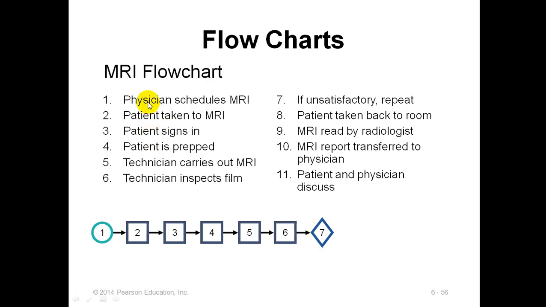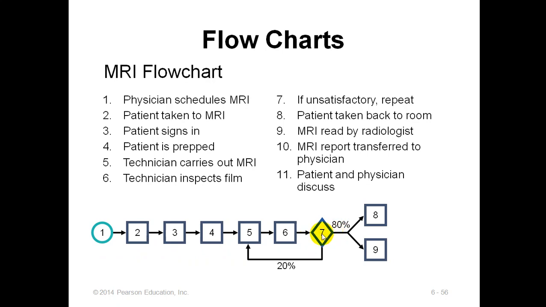First is the schedule, then the patient is taken to MRI, then in the third step the patient signs in, the patient is prepared, then the technician carries out the MRI, then the technician inspects the film. If it is unsatisfactory, the process goes back. This 80% depends upon all of this process. Then the patient is taken back to the room, and this is how we can see that 80% of this work depends upon all these steps.